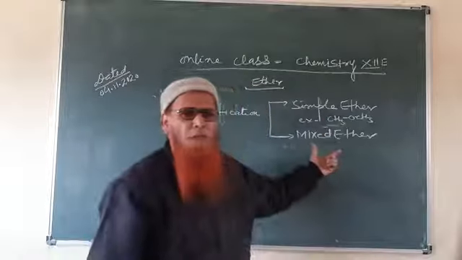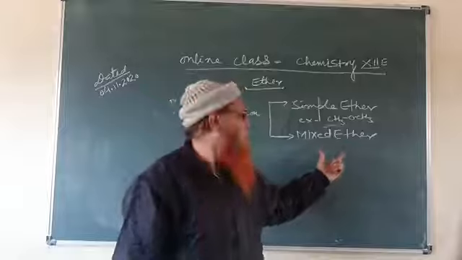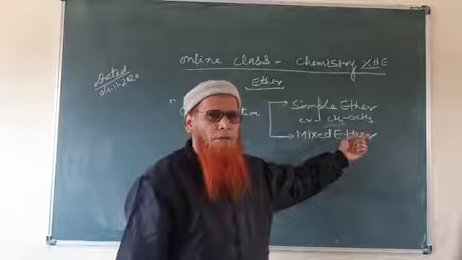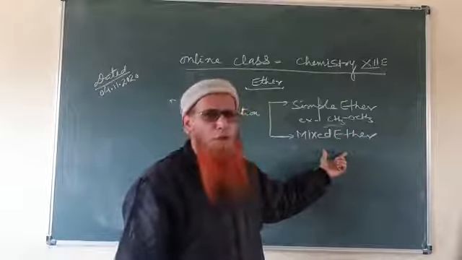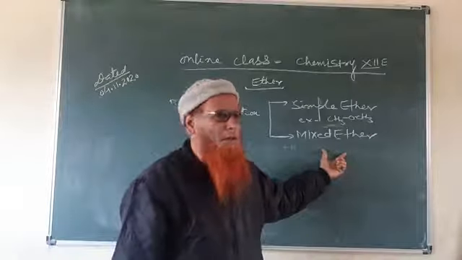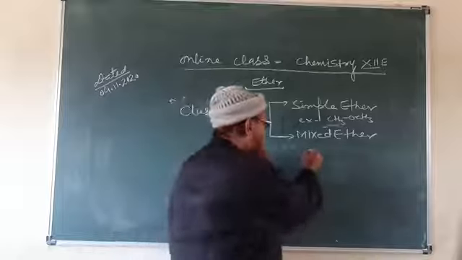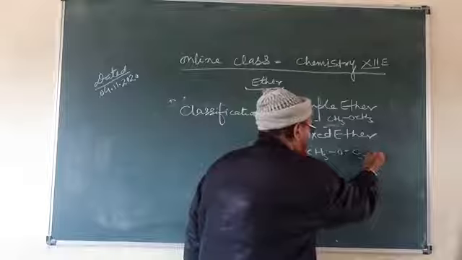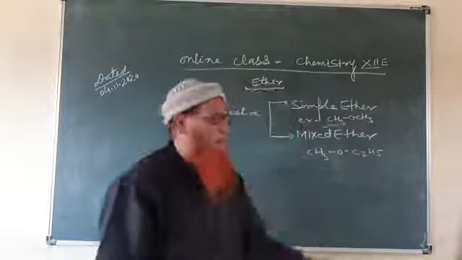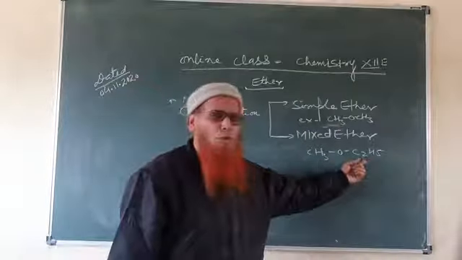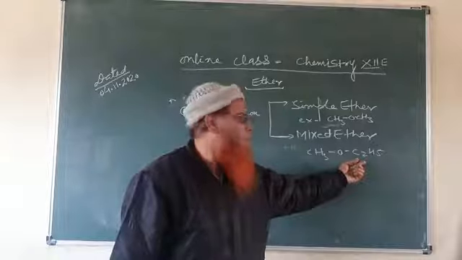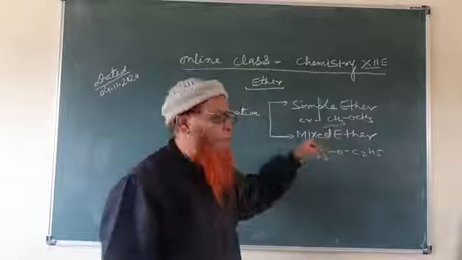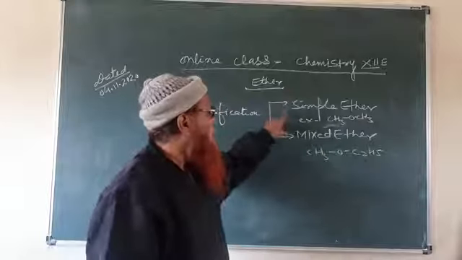And what is the mixed ether? Mixed ether means if on both sides of the etheric group different alkyl groups are present, this is called the mixed ether. For example, CH3OC2H5. This is the methyl, this is the ethyl, so these are different alkyl groups, so it is called the mixed ether.